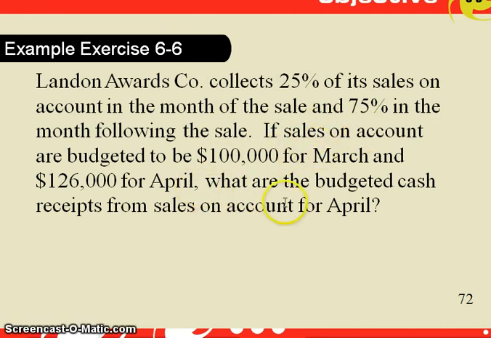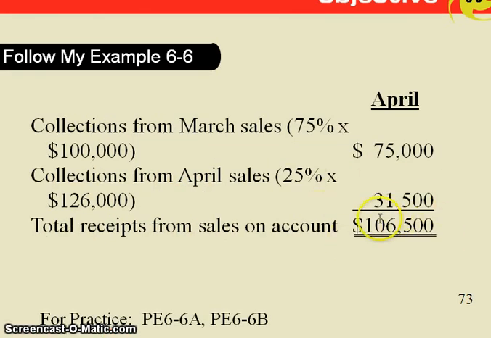Now for the sales in April. You've got $126,000 in sales in April, and you're going to collect 25% of the sales in April in the month of the sale. So for the people who bought items in April, 25% of those people will pay us in the current month. So we're collecting money from March and we're collecting some money from April. With that, the amount of money that we're actually going to collect is $106,500, which is 75% from March's sales and 25% from April's sales.